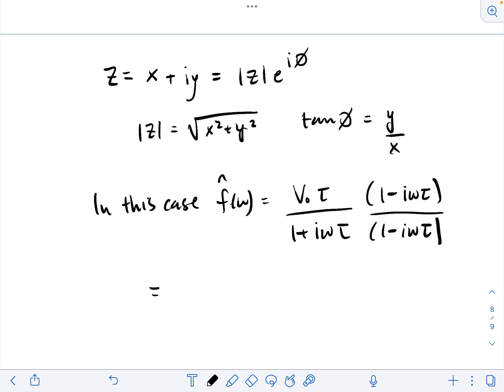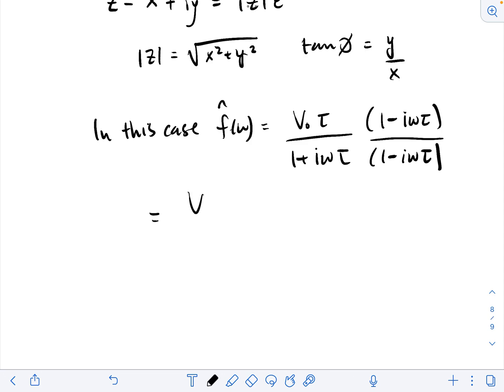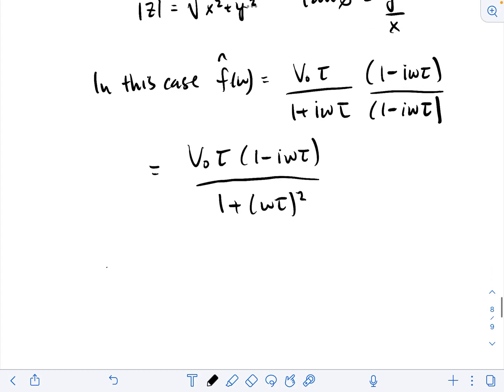So in the numerator, we just get the v naught tau times 1 minus I omega tau, so I don't do anything with that. But the denominator, if you work out all of the terms, the cross terms end up canceling, and we get a 1 plus omega tau squared. Okay, and so this lets us separate f hat of omega into its real and imaginary components. So the real component would be the v naught tau times 1 divided by 1 plus omega tau squared. And the imaginary component is everything that multiplies the I. And so that's going to be a minus v naught tau times omega tau. And then we still have the denominator.